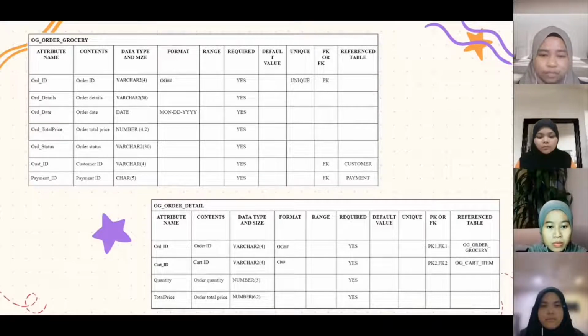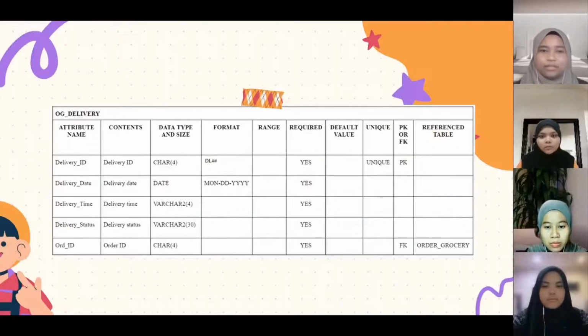So for order detail, the order ID and the cart ID are the primary keys for the table, where order ID references OG order grocery, while cart ID references OG cart item. Okay, next.